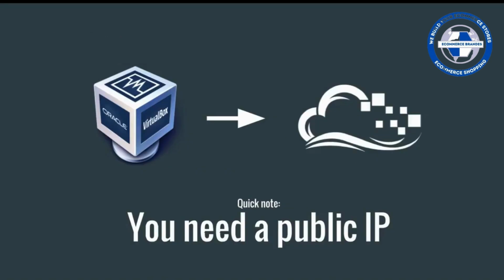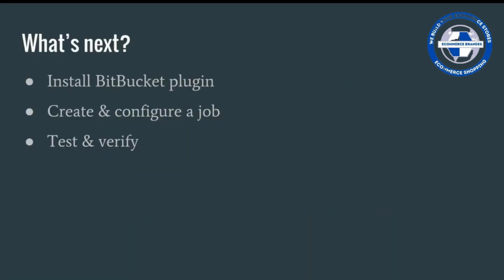Just a quick note before we continue. Previously in this series, I told you that I ran Jenkins in a virtual machine on my Mac. Well, for this video, however, I moved my Jenkins installation to DigitalOcean. Why? Well, BitBucket needs to be able to access my Jenkins installation to tell it about new commits. Obviously, my home network is not directly accessible from the open internet, so I opted to move my Jenkins installation to a DigitalOcean droplet.